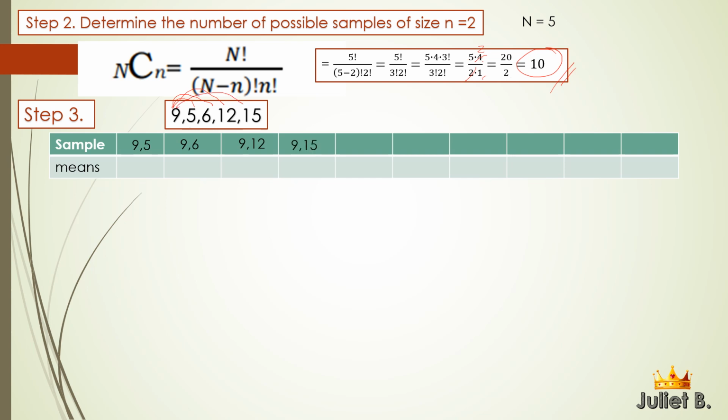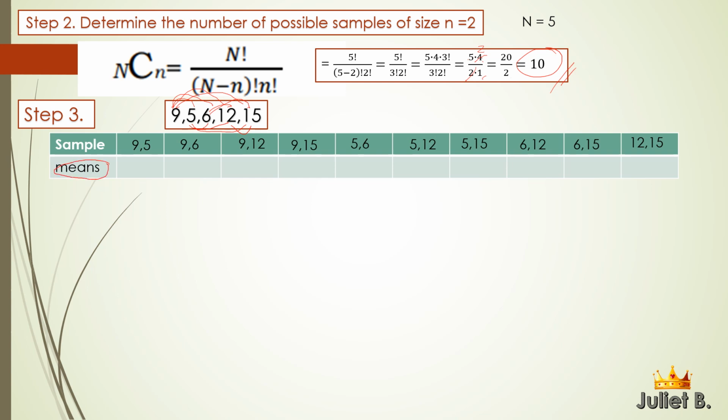So, tapos ka na sa 9. Punta ka naman sa 5, I should say. 5, 6; 5, 12; tsaka 5, 15. Tapos ka na sa 5, punta ka naman sa 6. 6, 12; 6, 15. Okay, tapos ka na dyan. And then, 12, 15. Yun yung last.